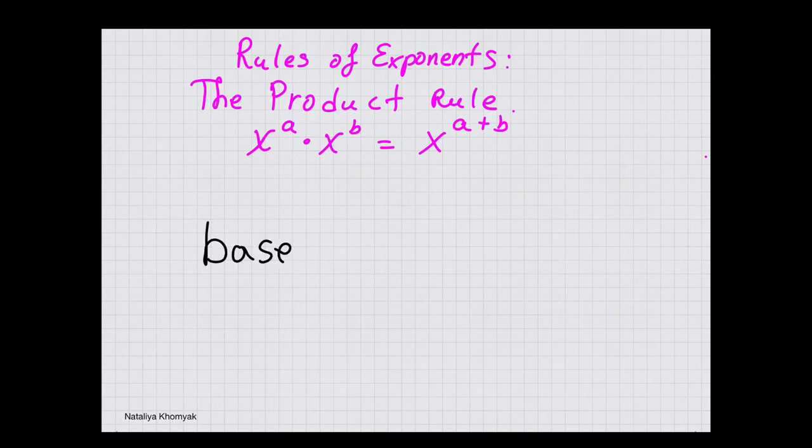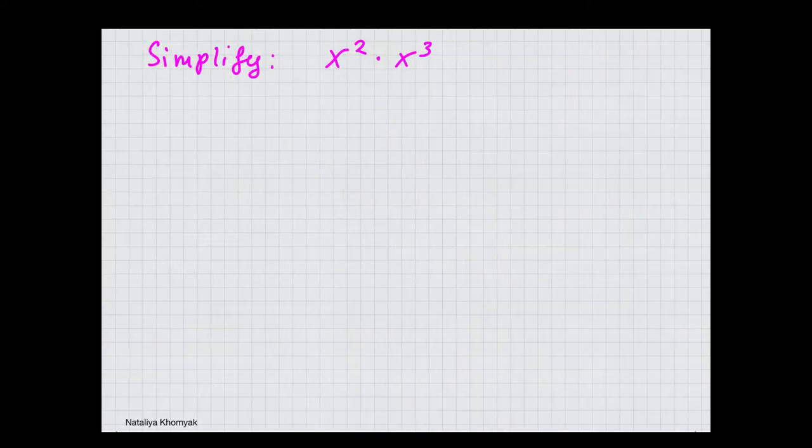So the first rule of exponents is the product rule. The base is the number that is raised to the exponent. So if we have the same base times itself and it has different exponents, you can just write this base once and add the exponents. So let's do some examples. Let's simplify x to the second times x to the third.